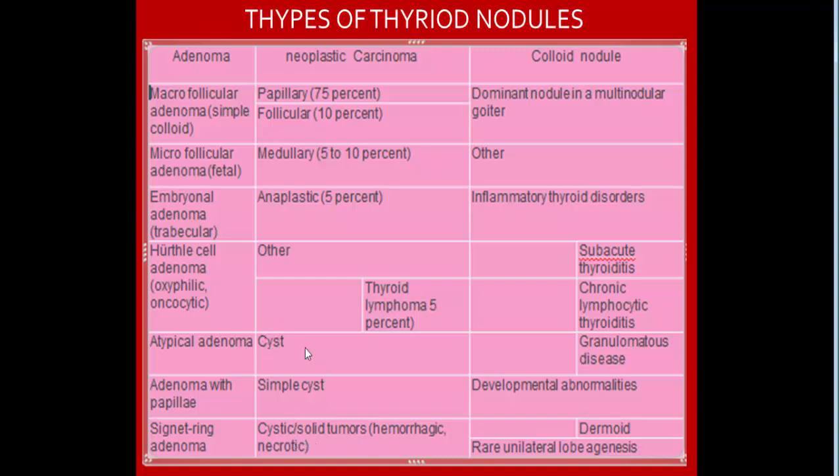This is a cyst or simple cyst. Benign neoplastic cystic solid tumor, hemorrhagic necrotic change may be seen in neoplasm. Colloid nodule is the dominant nodule in multinodular goiter, the most common thyroid nodule. Other inflammatory thyroid disorders: subacute thyroiditis, chronic lymphocytic thyroiditis, Hashimoto's nodule, granulomatous disease. Developmental abnormalities: nodules like dermoid, or rare unilateral lobe agenesis, may present as a thyroid nodule.